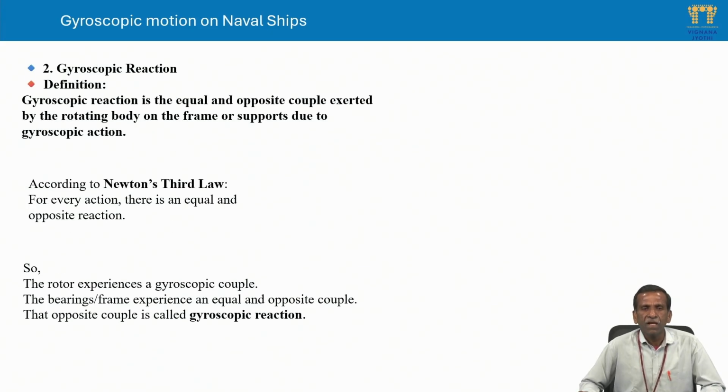Based on Newton's third law, as you know, for every action there is an equal and opposite reaction. So the rotor experiences a gyroscopic couple, and the bearings and frame experience an equal and opposite couple. That opposite couple is called gyroscopic reaction. Because of the action, the body tries to tilt in one direction about the third perpendicular axis. Because of the reaction, the body comes back in the other, opposite direction, so it may maintain stability.